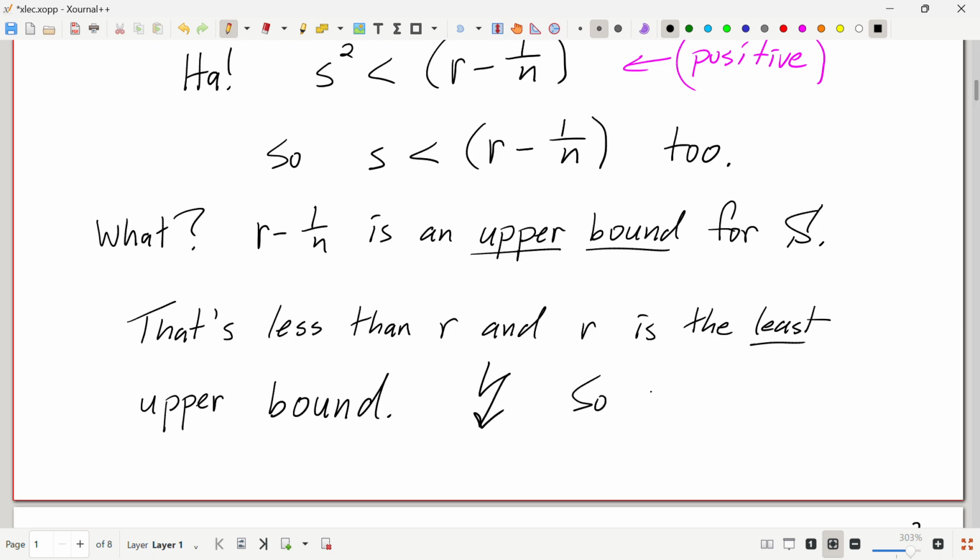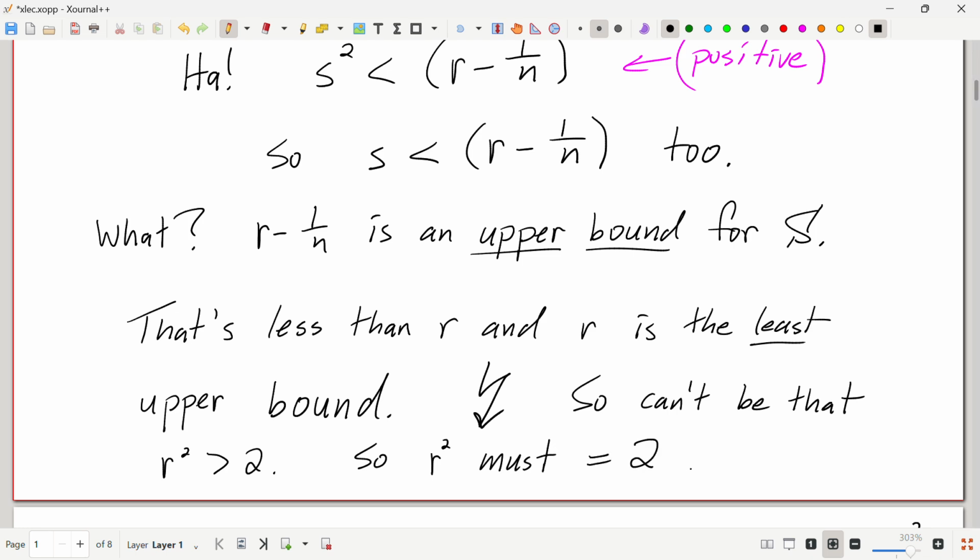And that means it can't be that r squared is bigger than 2. The last case then is that r squared must be equal to 2. Yeah. That's the trichotomy. And that's the end of the demonstration.